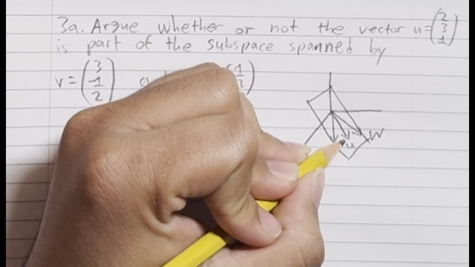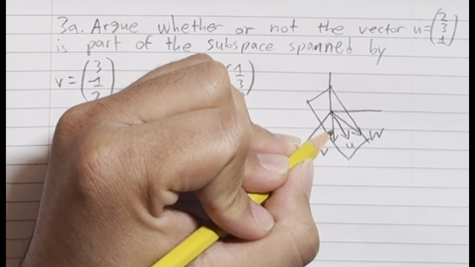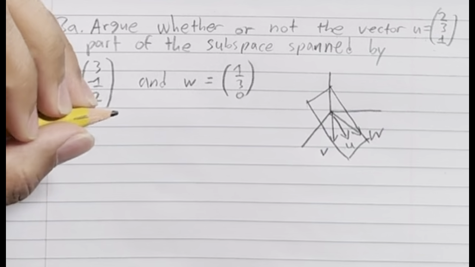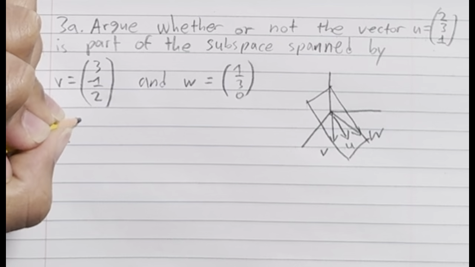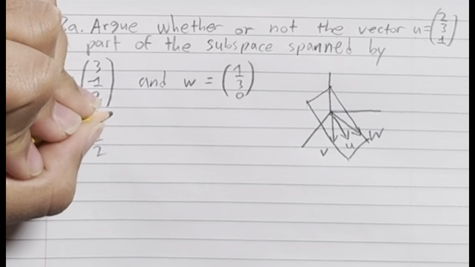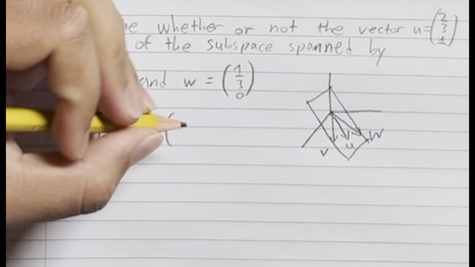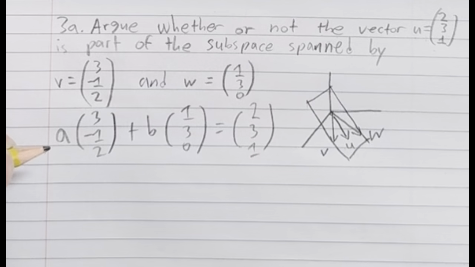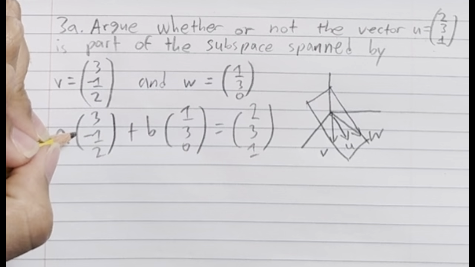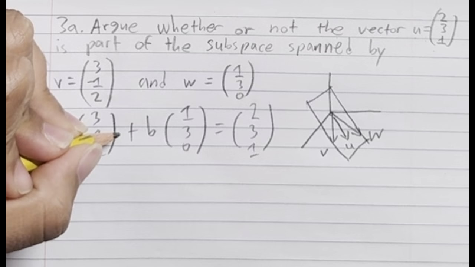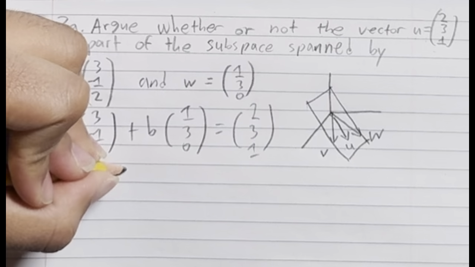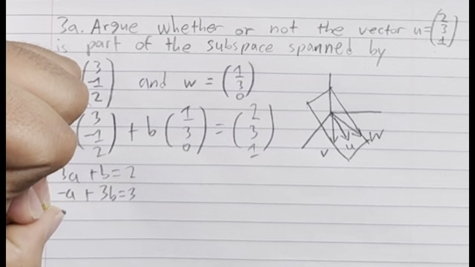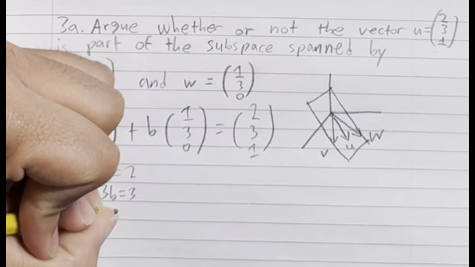And so the way we can figure this out is we can see if we can have any linear combination of v and w in order to get to u, and we can write it out like this. We can say that a times 3, negative 1, 2 plus b times 1, 3, 0 will ever equal 2, 3, 1, like this. And a and b can be any number. And so we can create a system of equations with 3 equations and 2 unknowns. So we can say 3a plus b equals 2, negative a plus 3b equals 3, and then 2a plus 0 is going to equal 1.